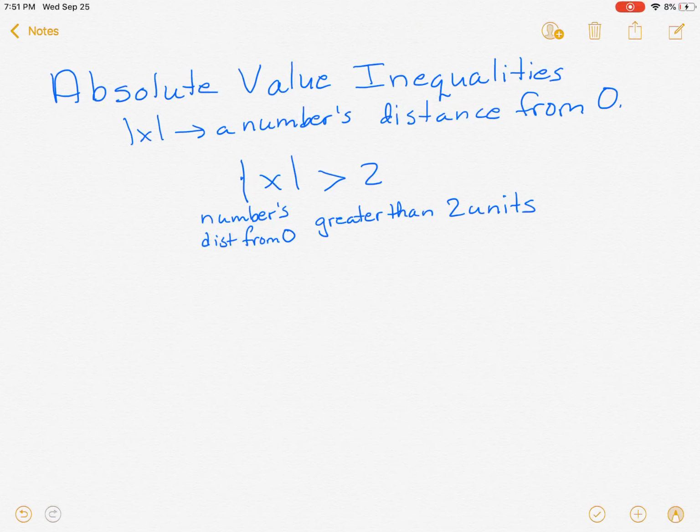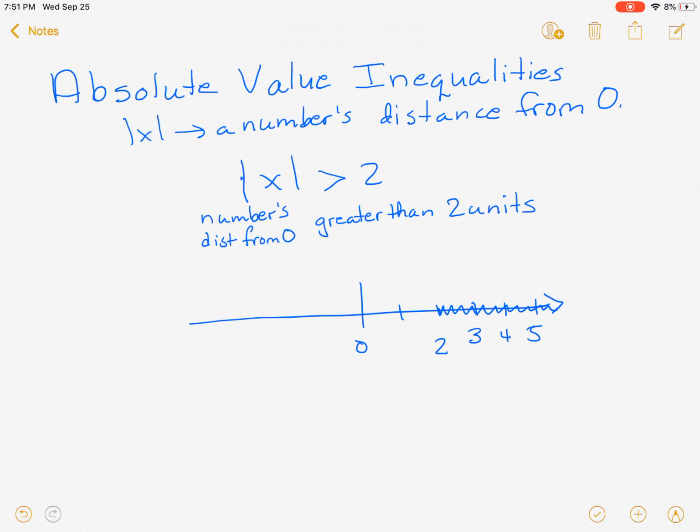Okay, so if we look at a number line and I put 0 in the middle, here is a distance of 2 units. So if I am looking at just the number line on the positive side, where is that distance from 0 bigger than 2 units? Well, the distance bigger than 2 units is somewhere out here because 3 is bigger, 4 is bigger, 5 is bigger. And remember that that's a distance, okay?